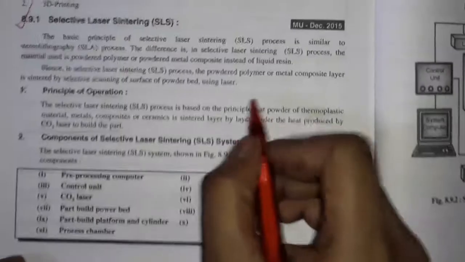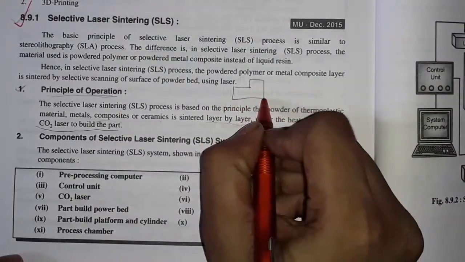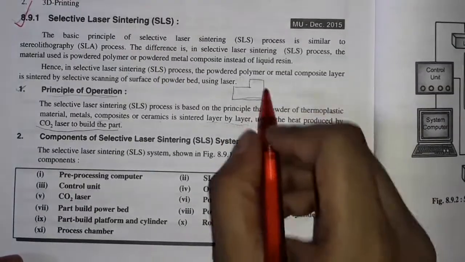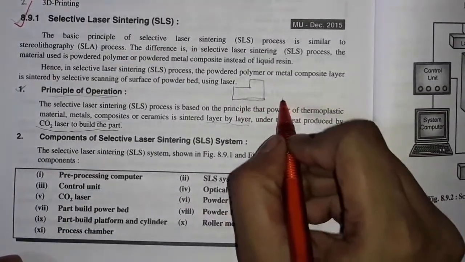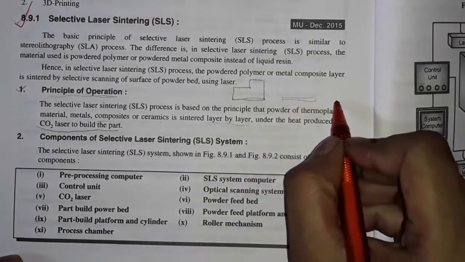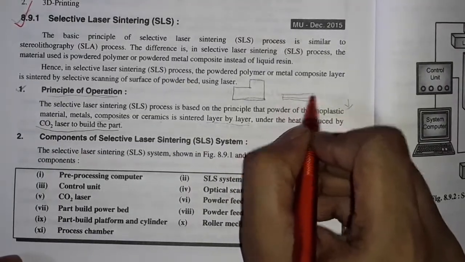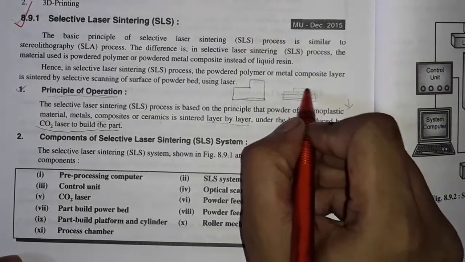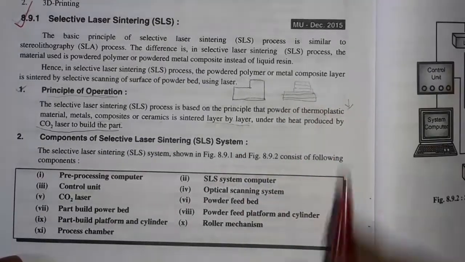Here friends, layer by layer means suppose this is our part which we have to make, then here the first layer will be this layer we will build, then a build platform will go down, then second layer we will build, then third, then fourth, then fifth, then sixth, like this.